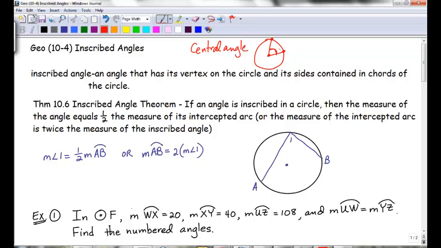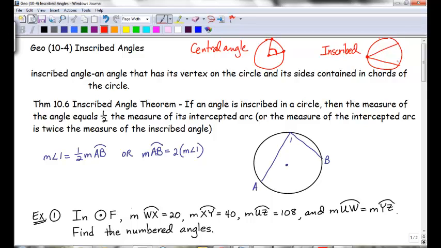Okay, now today we're going to do inscribed angles. An inscribed angle is an angle that has its vertex on the circle and its sides contain chords. So an inscribed angle is going to look like this. The vertex is on the circle. So there's a difference. Central angles are from the center of the circle, inscribed angles from just a point on the circle.